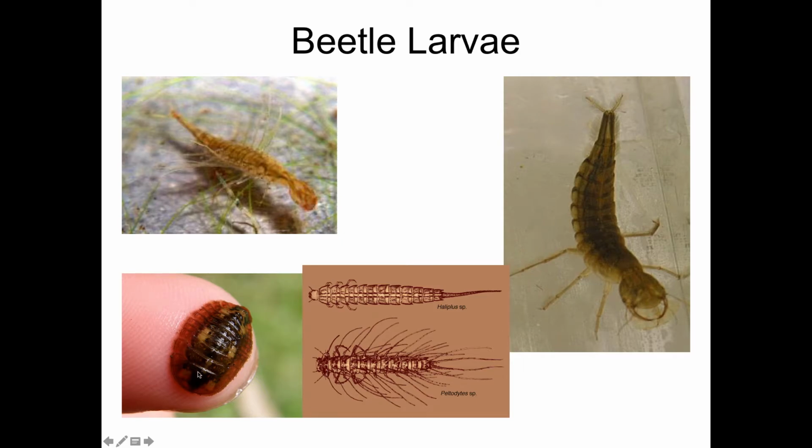This is a water penny, which is an indicator of clean water. Not all beetles are necessarily indicators of clean water, but the water penny is. And you can see all their segments are really flattened and they stick up against rocks. And they've disappeared from a lot of kind of urban, suburban streams because the water quality has gone downhill.